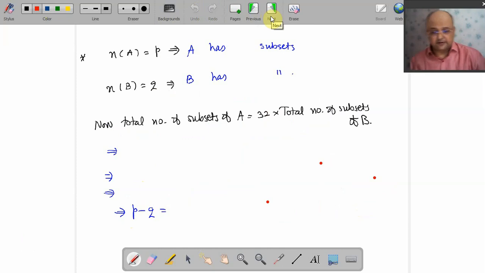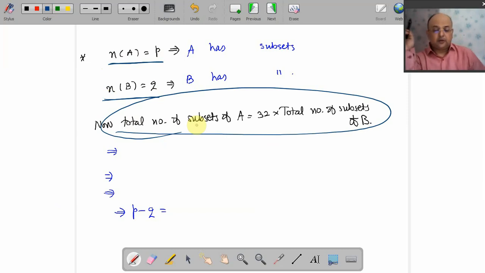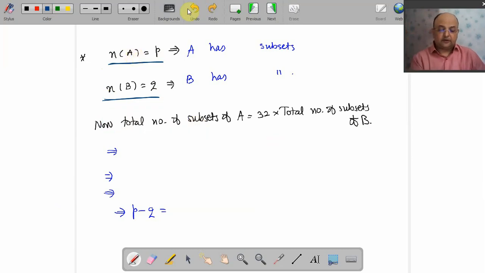This was asked in JEE and I need your help. N of A equals to P, this was given. N of B equals to Q, this was given. And this was given. Come on, read it loudly. Total number of subsets of A equals to 32 times total number of subsets of B. If N of A equals to P, then A has 2 raised to P subsets. If N of B equals to Q, then B has 2 raised to Q subsets.